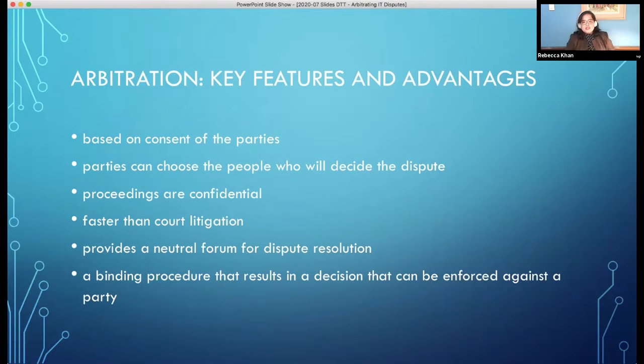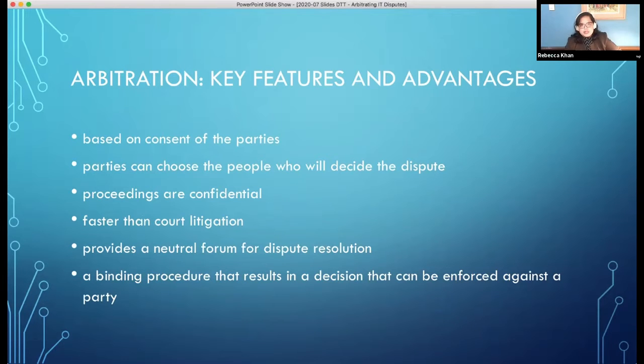So now that you know what arbitration is, generally, let's look at some key features and advantages of arbitration. You'll note from the definition that it's a dispute submitted by agreement of the parties, and this speaks to the core element of arbitration, which is consent. Arbitration is based on the consent of the parties.